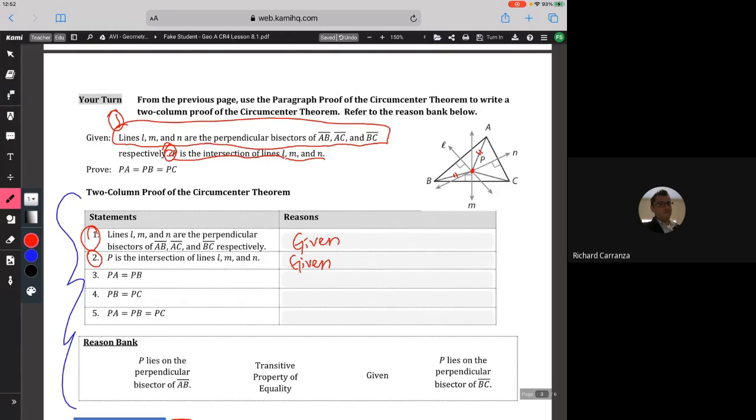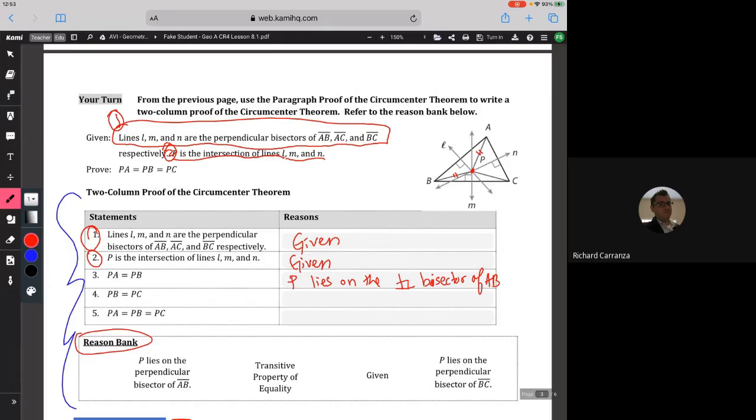And we're going to use, we have our reason baked down here at the bottom. So PA is equal to PB. And that's going to be because P lies on the perpendicular. That symbol right there means perpendicular. Bisector of AB.